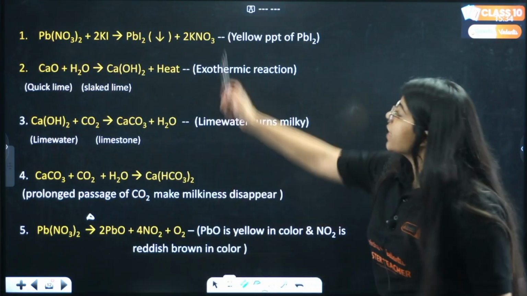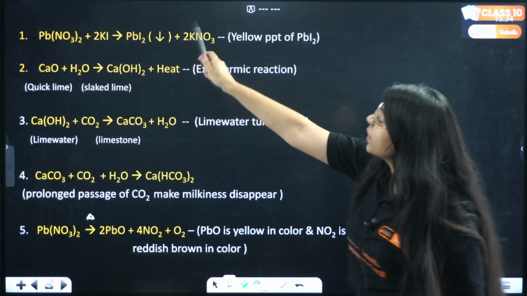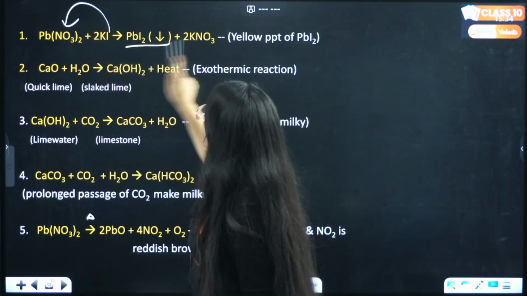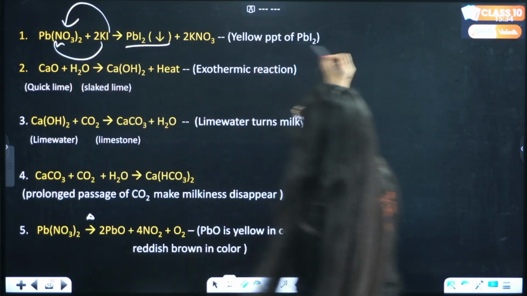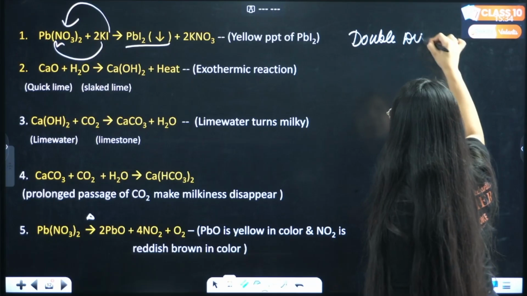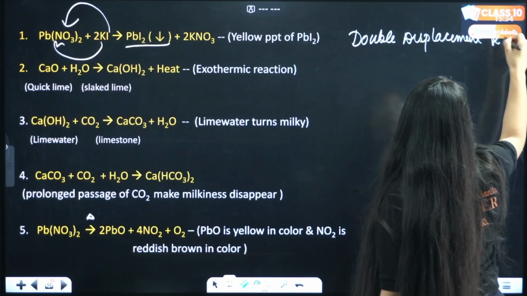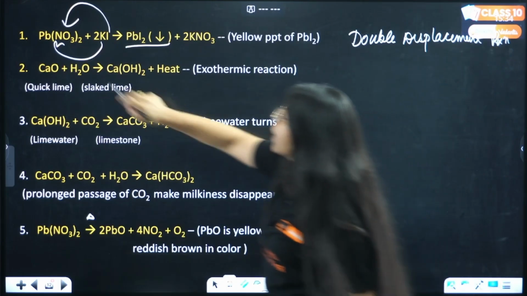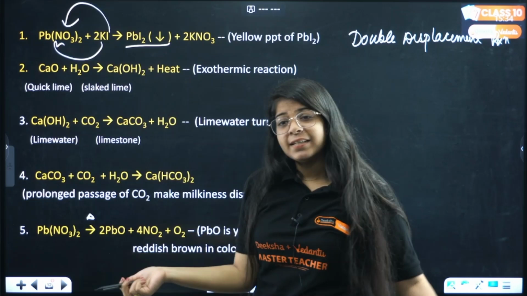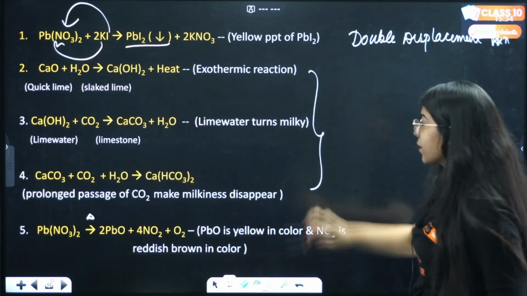Right? The first reaction: Pb(NO3)2 plus 2KI becomes PbI2, so I combined with Pb and K combined with NO3. So this becomes a double displacement reaction. Understood how it became double displacement? Because I displaced NO3 and NO3 displaced I, and that is how it became double displacement. Now, these three are very important reactions, okay?